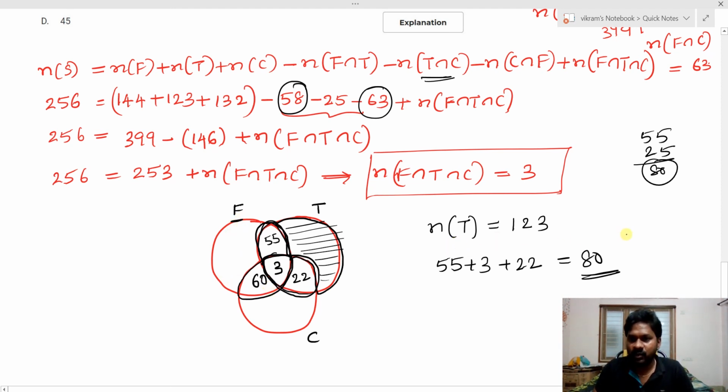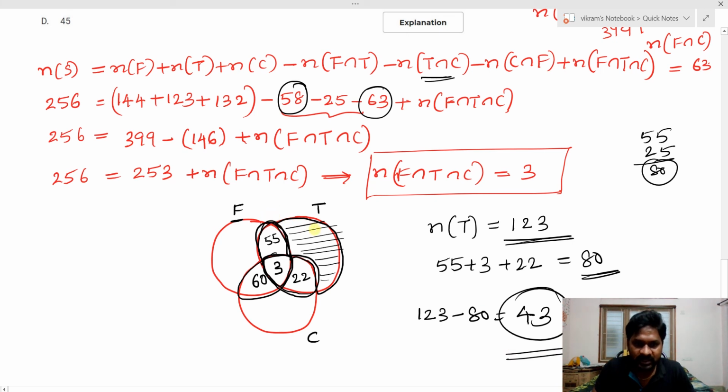Now if we remove these EIT players from the total of 123, then 123 minus EIT equals 43. The 43 is the portion representing those who can only play tennis. They cannot play cricket or football, only tennis.